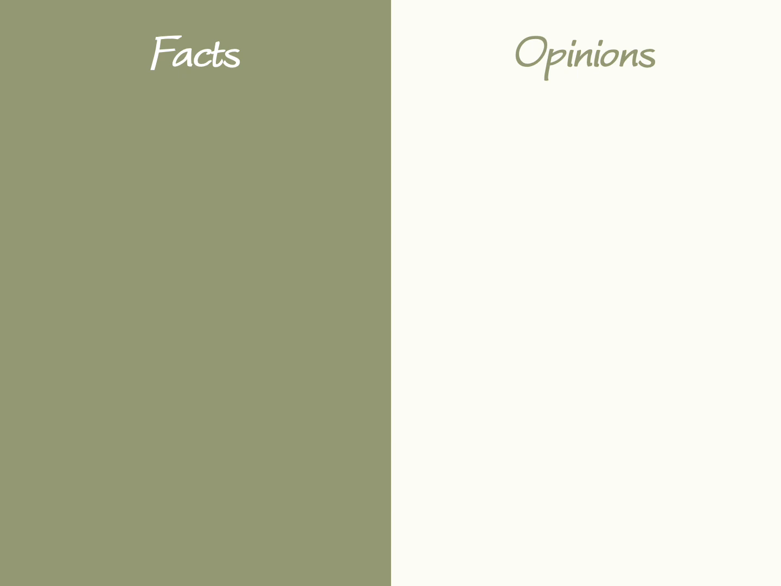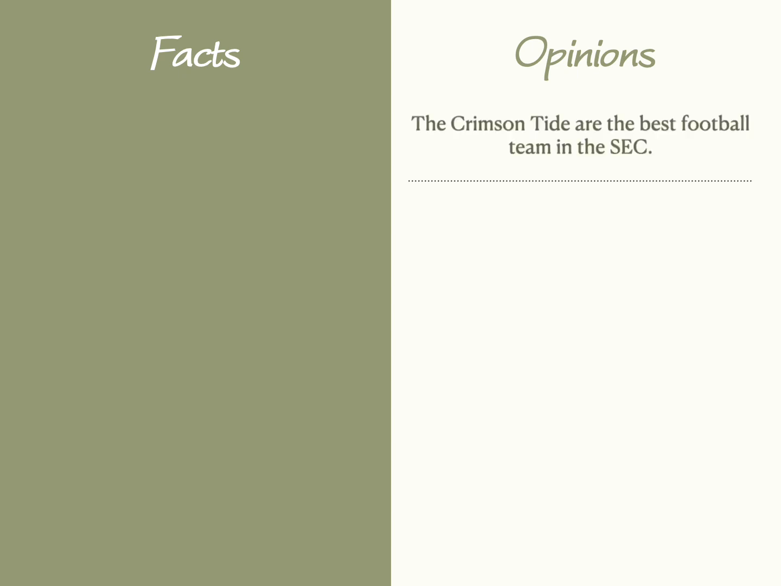So to give you several examples, here's an opinion. The Crimson Tide are the best football team in the SEC. That's an opinion. And why is it an opinion? Well, it's an opinion because you can't objectively prove it with evidence. Now, you might be able to make a really compelling case, but you can't absolutely prove this to be true or false. And what's more, you can't prove it to be true or false all the time because, after all, every year is different.